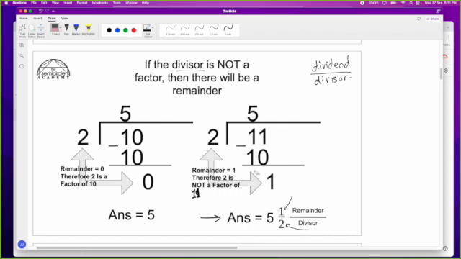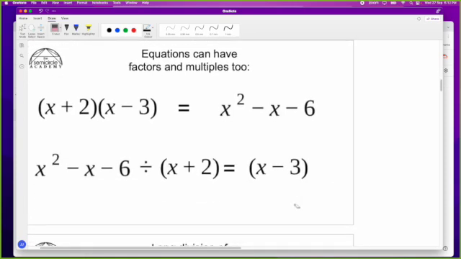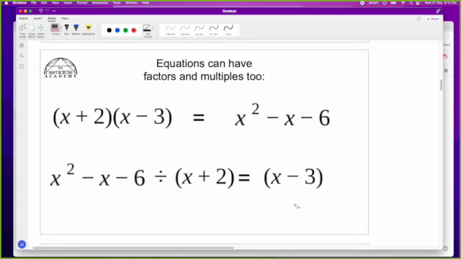I'll give you 30 seconds. Well, now we're going to get started with the real thing here.